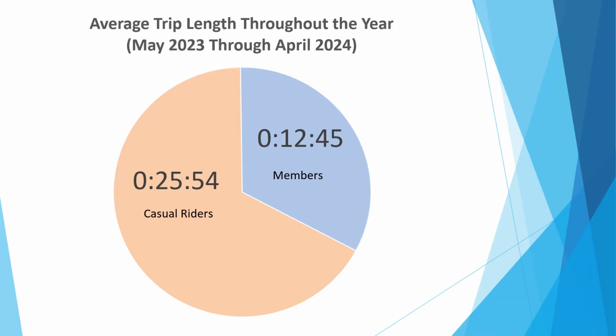This pie chart shows us that the average ride length for casual riders is about 26 minutes long, as opposed to the average ride length of members, which is about 13 minutes long. A key difference to spot here is that casual riders, on average, take longer rides than members.